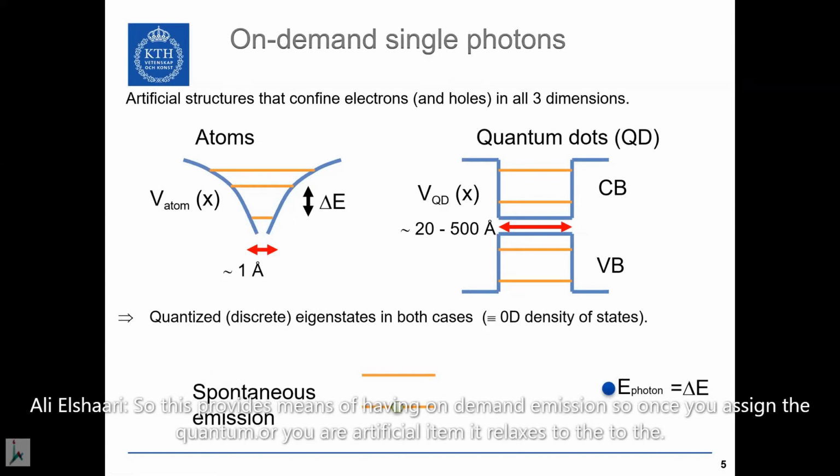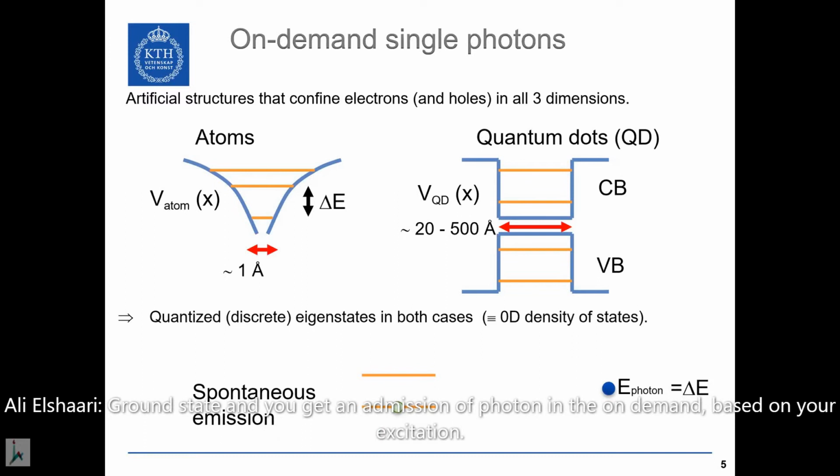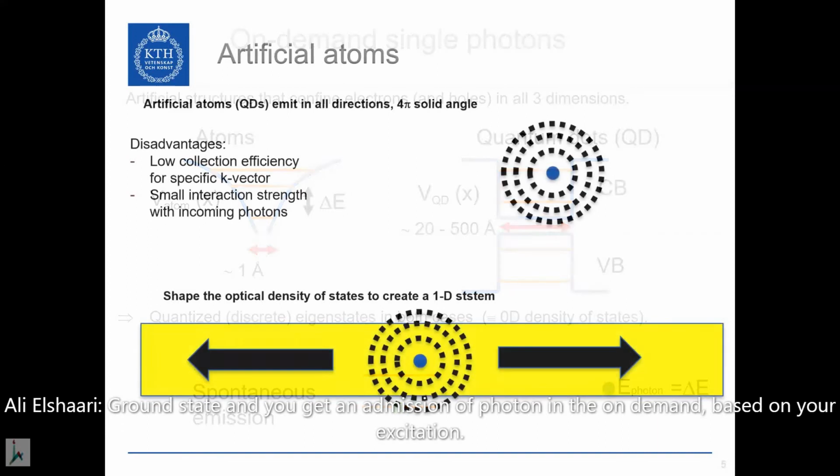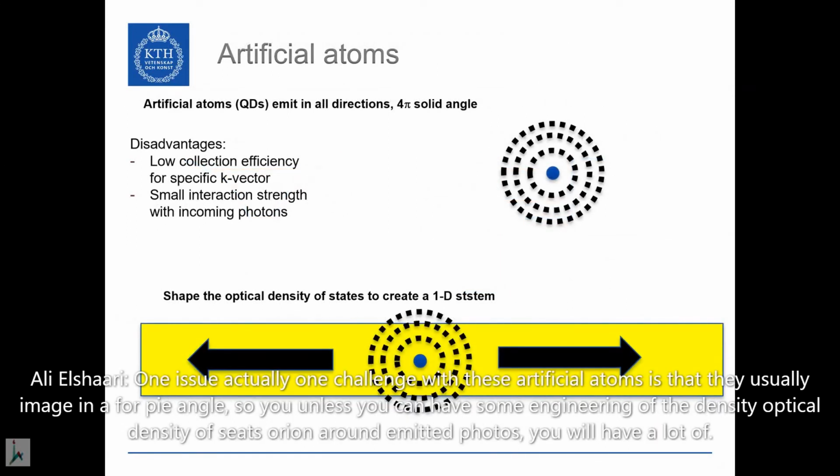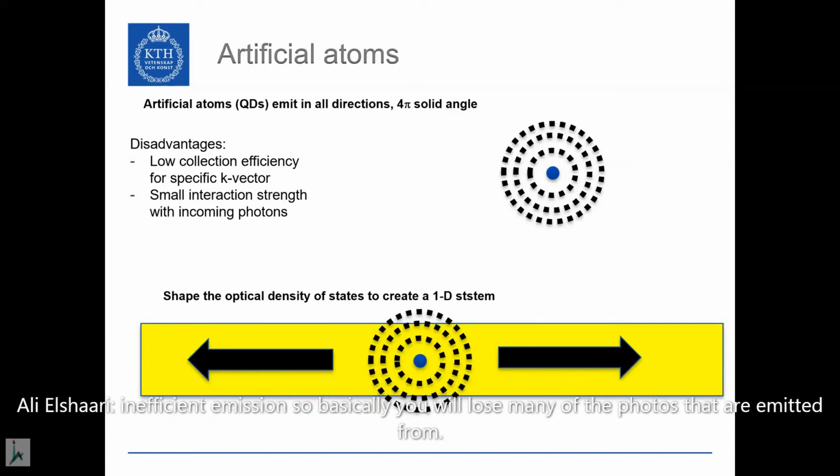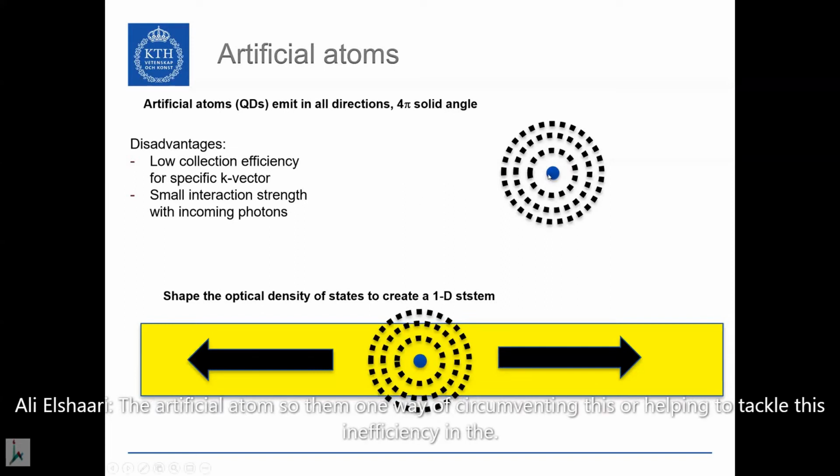So this provides means of having on-demand emission. Once you excite the quantum dot, or your artificial atom, it relaxes to the ground state, and you get an emission of a photon on demand based on your excitation. One challenge with these artificial atoms is that they usually emit in a 4 pi angle. So unless you can engineer the optical density of states around the emitted photons, you will have a lot of inefficient emission. Basically, you will lose many of the photons that are emitted from the artificial atom.